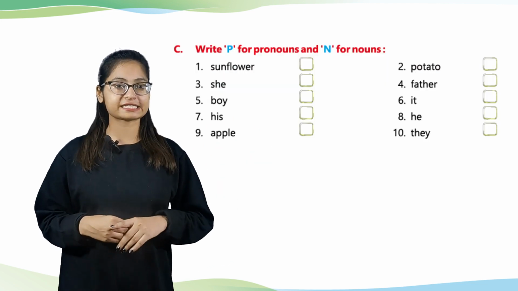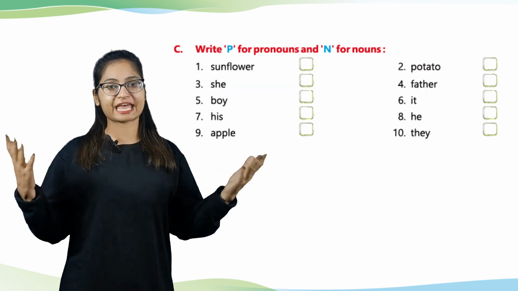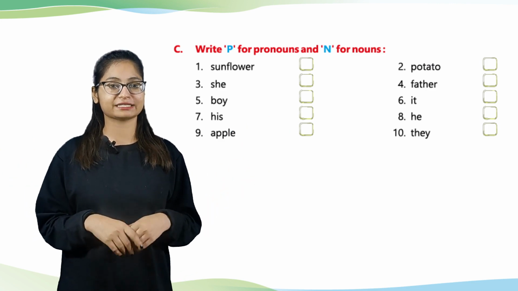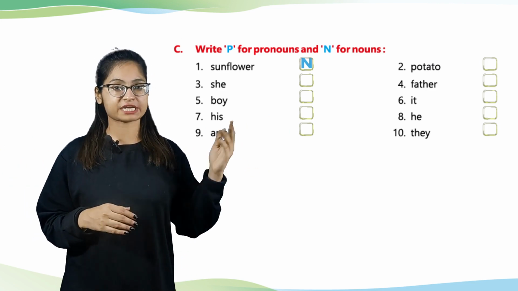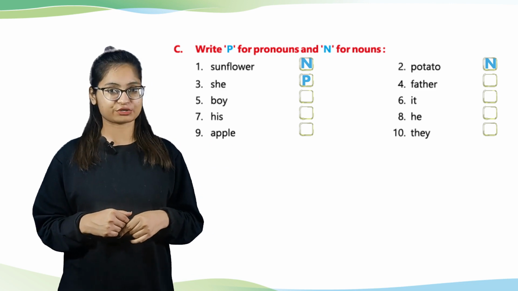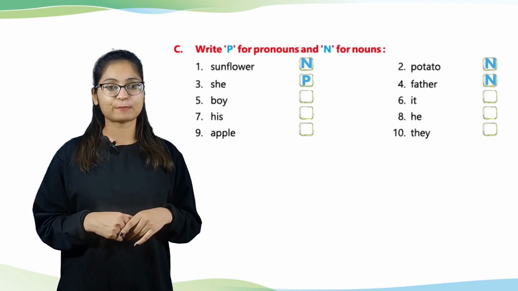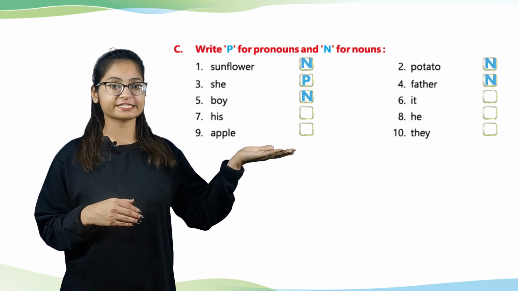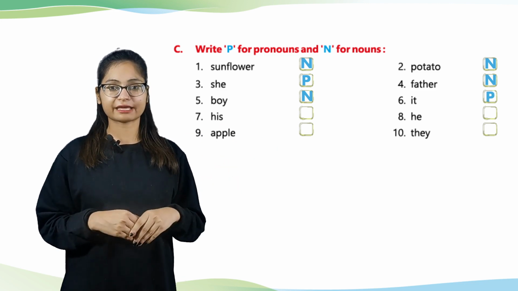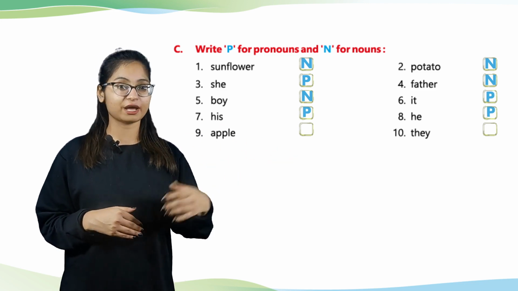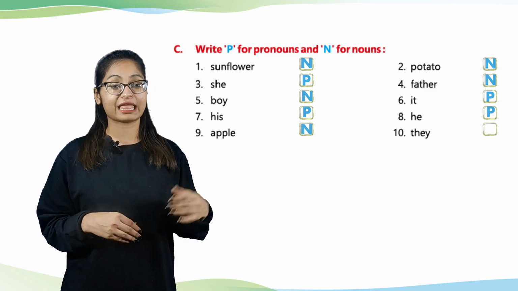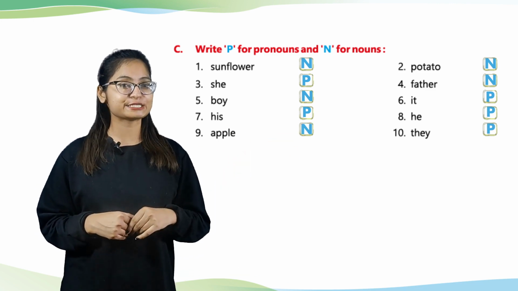Let's do part C. Write P for pronoun and N for noun. Okay, let's do that. Sunflower is a noun. Potato is a noun. She is pronoun. Father is noun. Boy is noun. It is pronoun. His again pronoun. He again pronoun. Apple noun. They pronoun. Let's do part D.